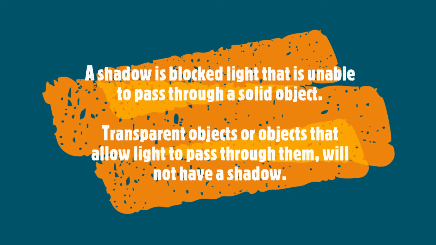Concept 1. A shadow is blocked light that is unable to pass through a solid object. Transparent objects, or objects that allow light to pass through them, will not have a shadow. So let's start by talking about what a shadow is. A shadow is nothing but the light that cannot pass through an object.